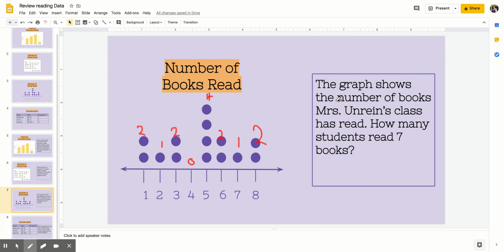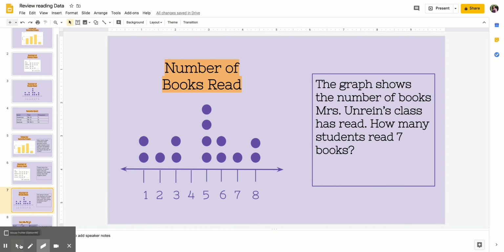Now the graph shows the number of books Miss Unrein's class has read. How many students read 7 books? So that's what I'm looking for. So these are the number of books they read. These people read 7 books. How many people read those books? 1 person. 1 person read 7 books.